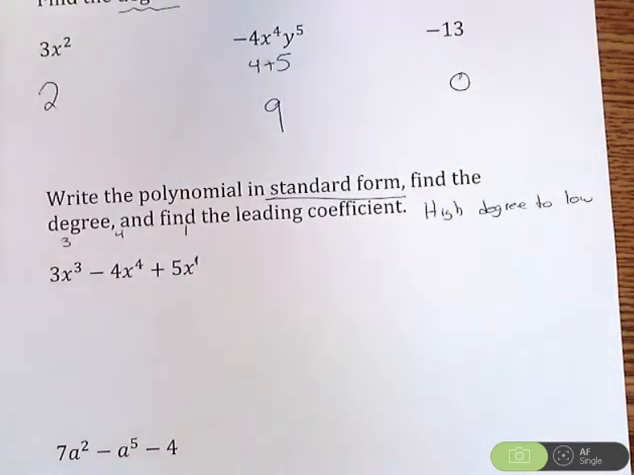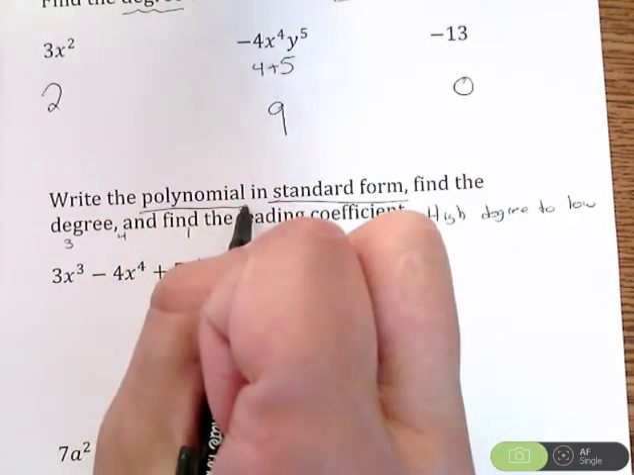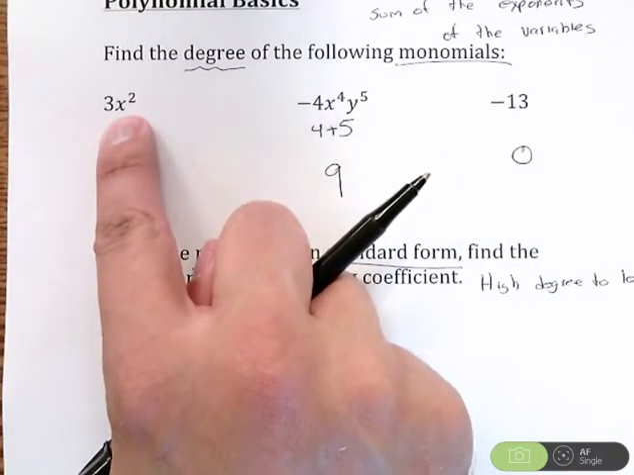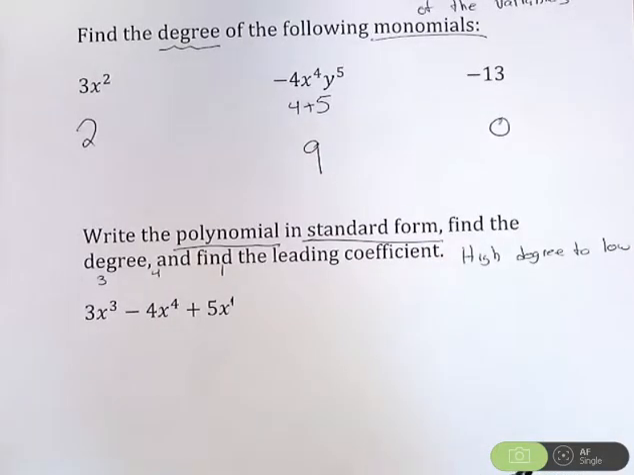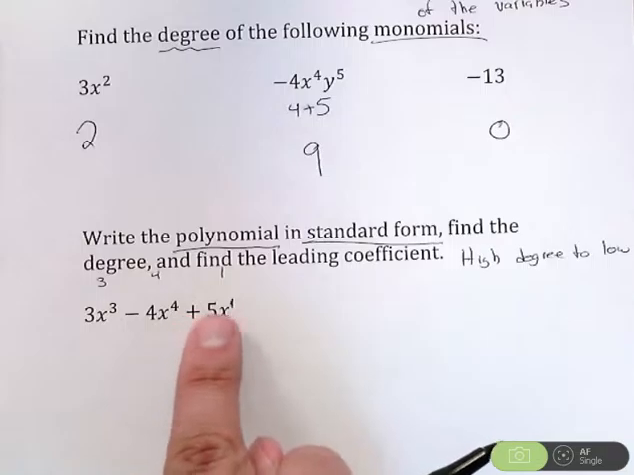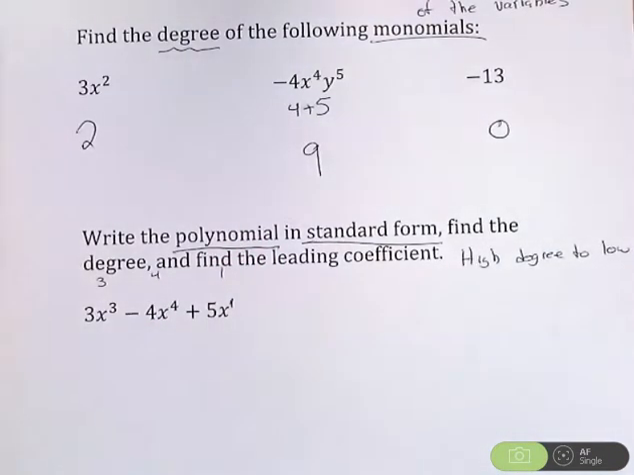Now before I do this, I kind of want to backtrack a little bit. What a polynomial is, it's either one monomial, so one of these terms, or the sum of several monomials. So this is a monomial, that's a monomial, that's a monomial. When you add them all up, that makes a polynomial.